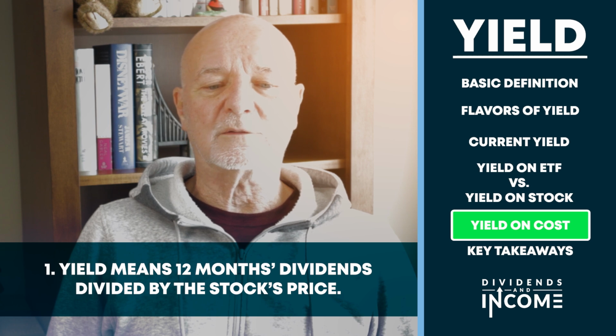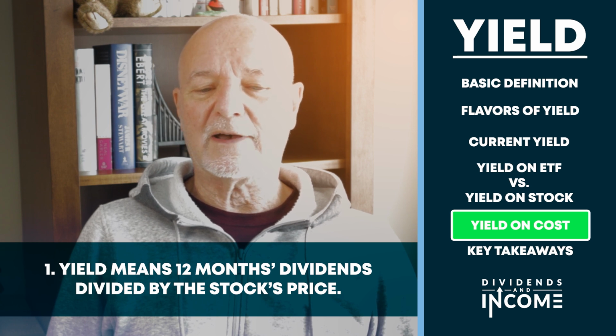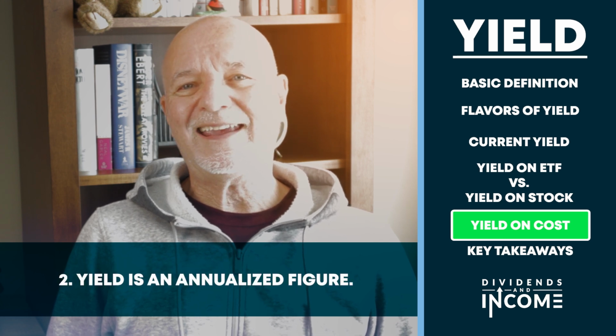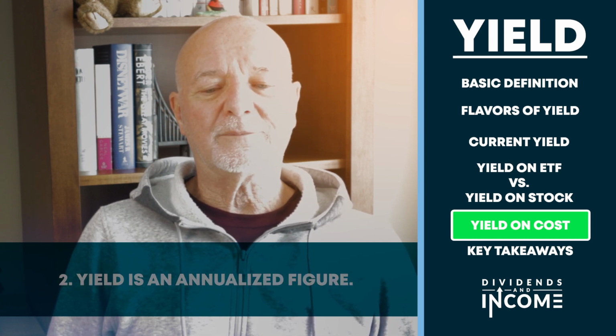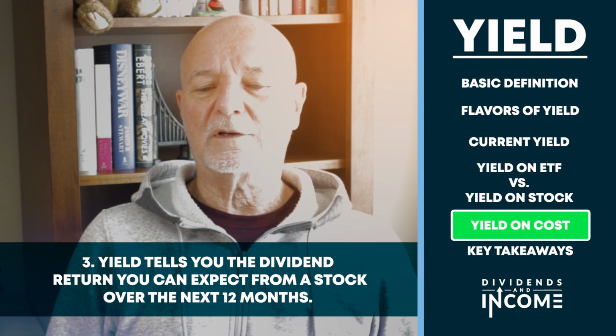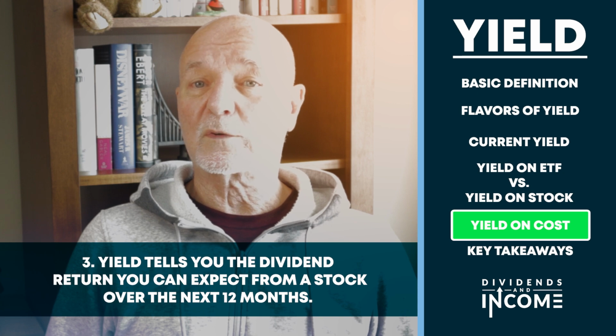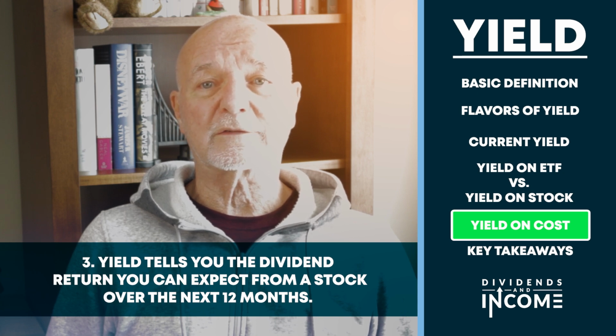Here's what I want you to learn or remember from the video. Key takeaway number 1, yield. The word yield means 12 months of dividends divided by the stock's price. Takeaway number 2, yield is an annualized figure. Number 3, yield tells you the dividend return that you can expect from a stock over the next 12 months, expressed as a percentage, not as a number of dollars.